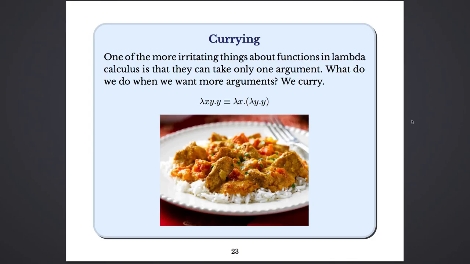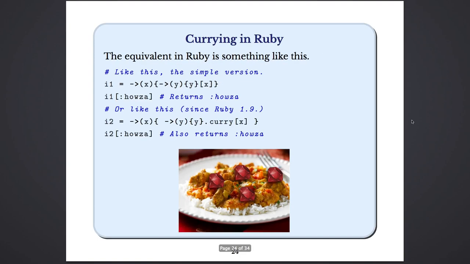Curry isn't just in Indian restaurants. It's also in Ruby. And here's some example code. This is basically an equivalent expression to identity. As you can see, if you pass it in Hausa, you get Hausa back. If you pass it in Y, you get Y back. Whatever you pass in, you get back.